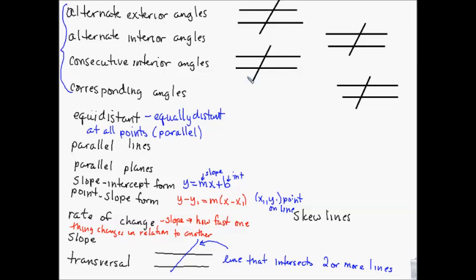Okay, alternate exterior angles are on opposite sides of the transversal on the outside of the lines that it's intersecting. So these are alternate exterior, or these are alternate exterior. So this is one pair of alternate exterior angles, this is the other pair. Alternate interior angles are in between the lines on the opposite sides of the transversal. So here and here.